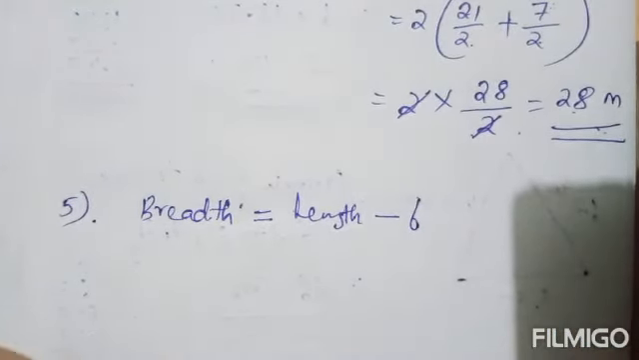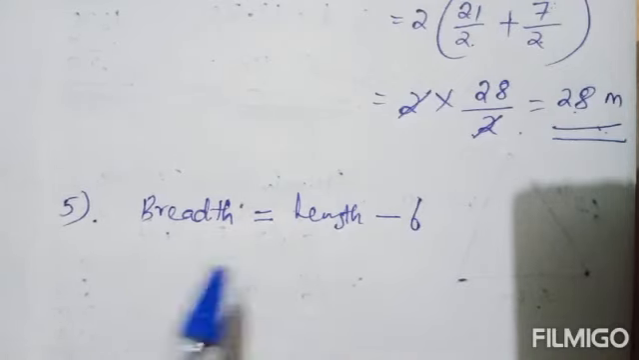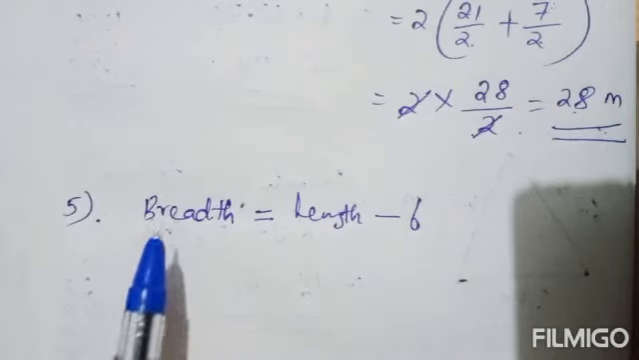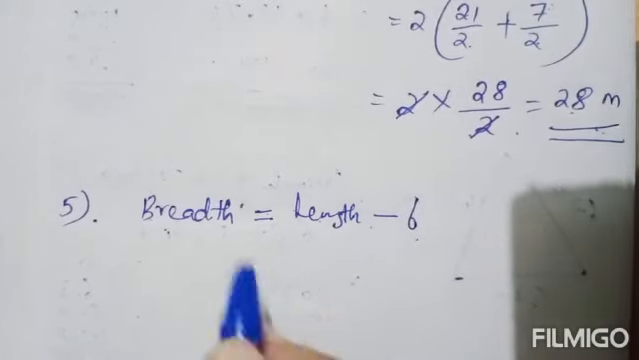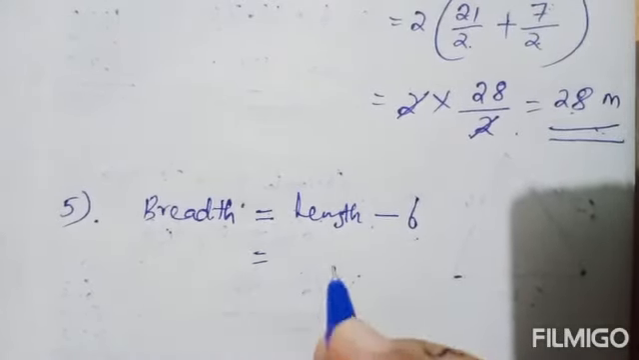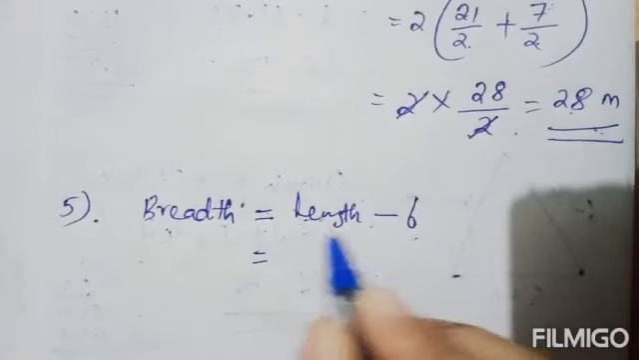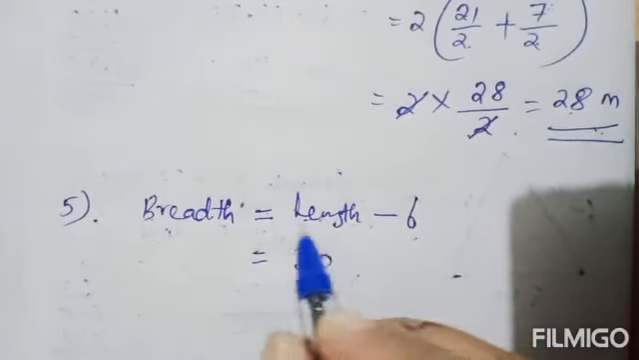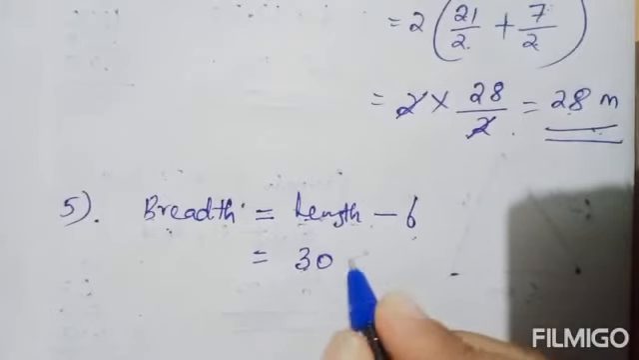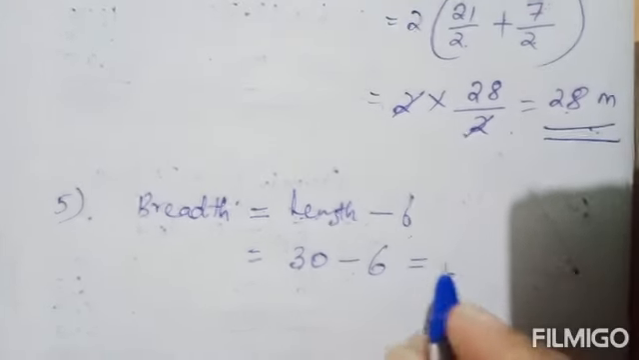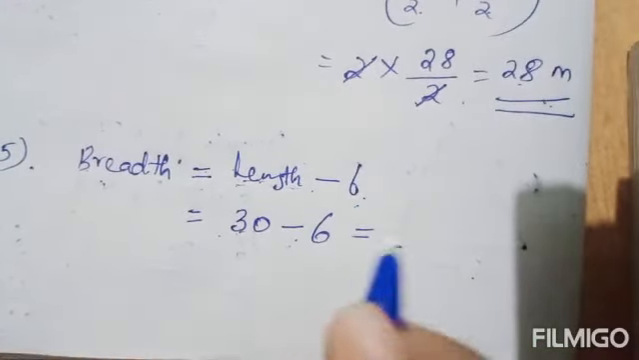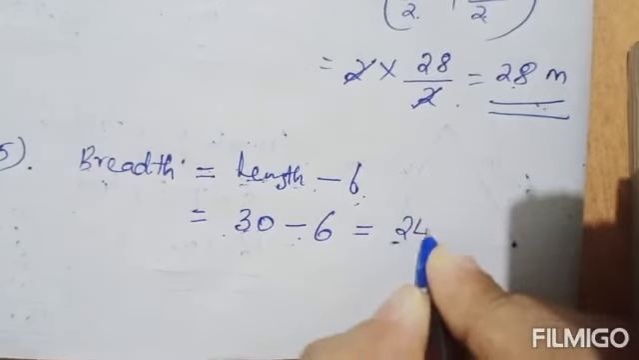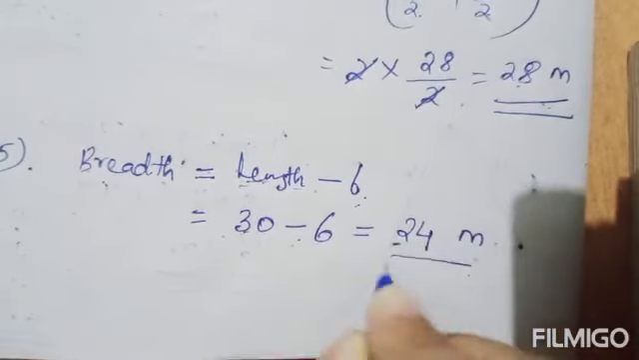So the equation you can write like this: breadth equal to length minus 6. Now the length of the garden is given as 30 meter. So in place of length you can write 30 minus 6. Now what will you get for the breadth? Breadth equal to length minus 6, that is 30 minus 6, you will get 24 meter.